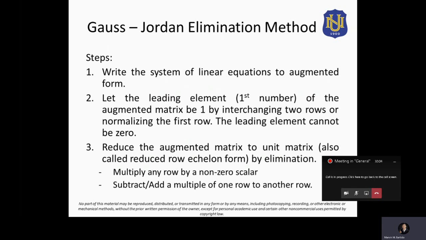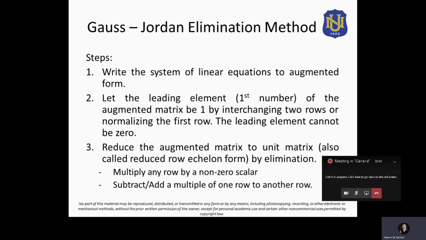And then yung second step natin, ganun pa din, kailangan yung leading element natin, yung first element doon sa first row natin should be 1. Kung hindi siya 1, kailangan nating mag-interchange ng dalawang rows. Kung meron tayong row na merong 1 as first element, we can interchange that dun sa may first row natin. Ngayon, kung walang row na merong 1 sa first element niya, we're going to normalize the first row. Okay? So, bawal na ang leading element natin ay 0.